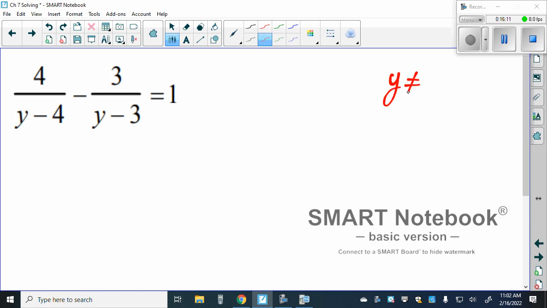Let's find the restrictions first. So we're trying to see what value y cannot be. 4 and 3. Because 4 is going to make the y minus 4 be 0 in the denominator. The y minus 3 is going to make that denominator 0. So it can't be either one of these here. Okay, we found those. Now our next step is to do what? Multiply each one by y minus 4 and y minus 3.